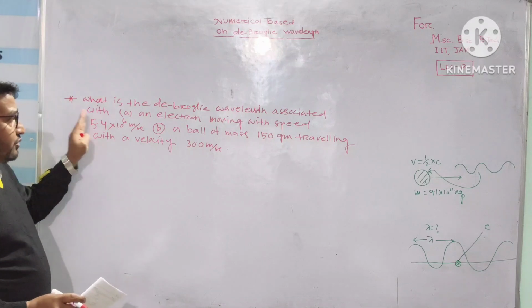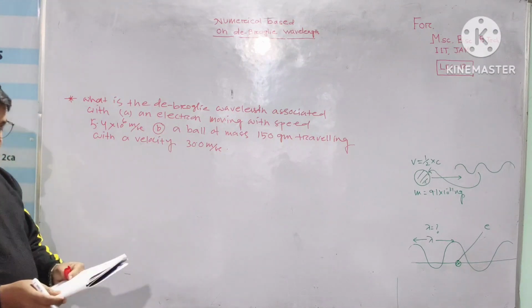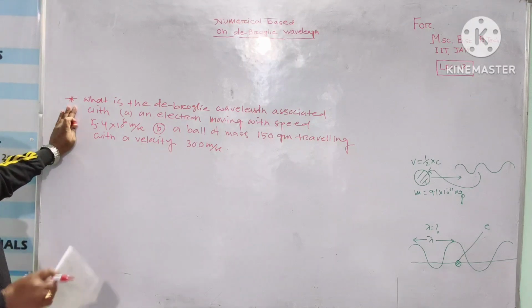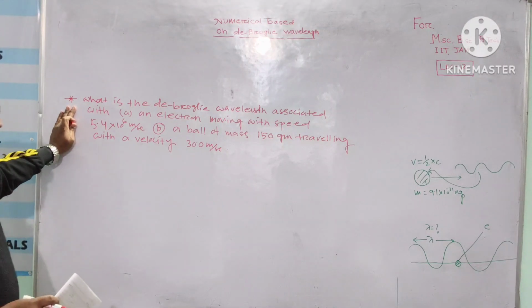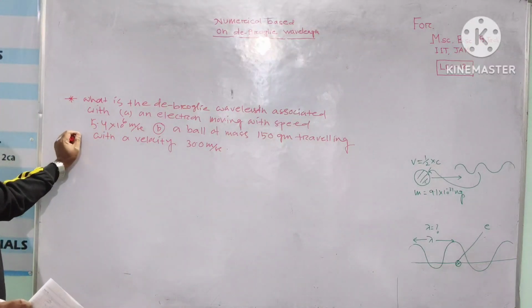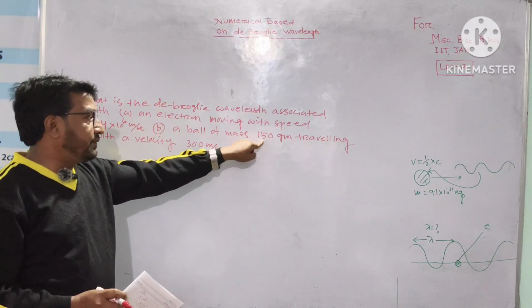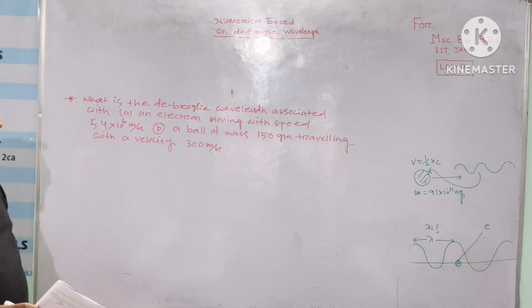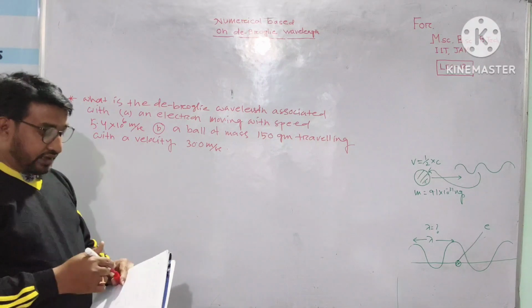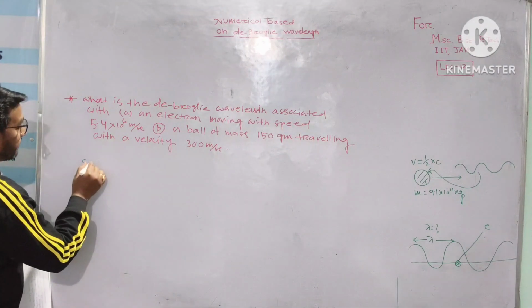Generally this question consists of two parts, first part for electron and second part for ball. According to this question, what is the de Broglie wavelength of the electron? First part, electron moving with a speed 5.4 into 10 to the power 6 meter per second, and second part, a ball whose mass is 150 gram and traveling with a velocity 30.0 meter per second. Okay. From the given information, we can write the solution.